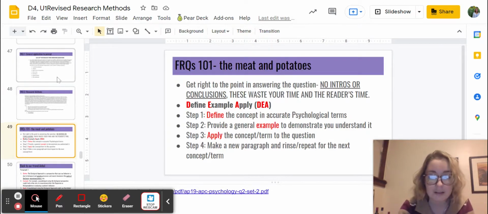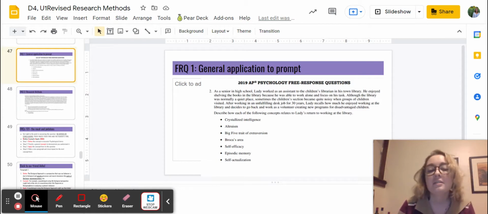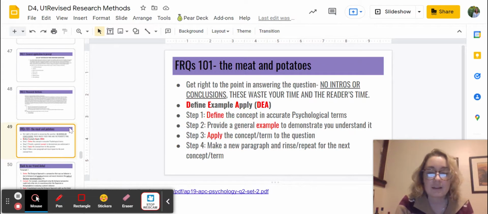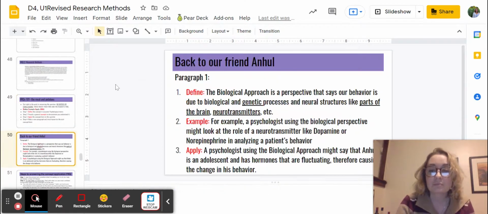Apply the concept to the question. Well, Ludi's working in a library, so he'd use crystallized intelligence, doing all the reading, getting facts. He'd use crystallized intelligence in knowing the Dewey Decimal System and where everything is, and just reading books and things, right? So apply it back. And then you'll make a new paragraph, rinse and repeat for the next thing.